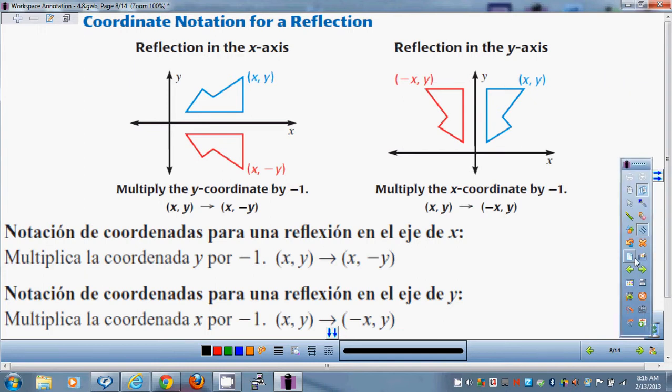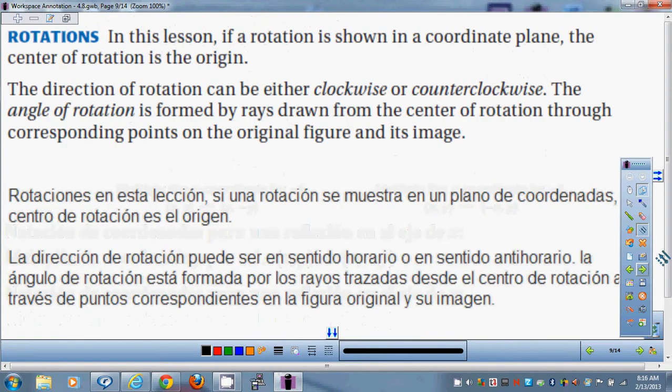Rotations, we're really not going to talk about them. The only thing you really need to know about a rotation is the center. It'll always go around some central point. But again, we're not even going to really deal with rotations. We're just going to skip it.